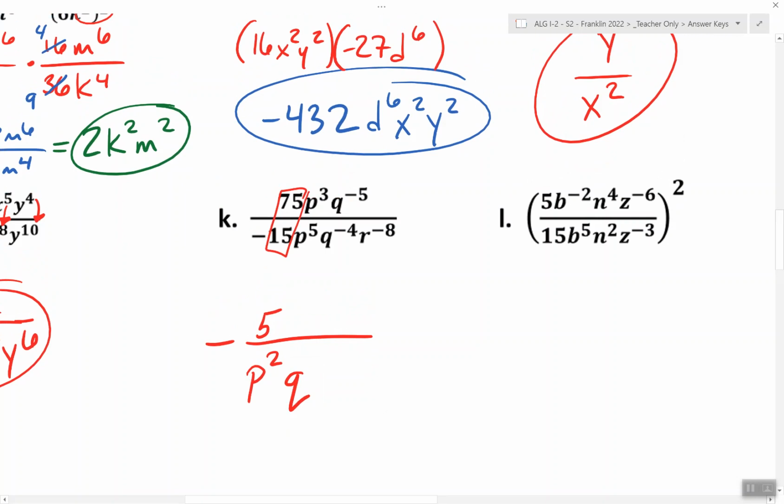Now let's look at r. We've got r to the negative 8 in the denominator and no r's on top. So this negative 8 tells us that it needs to go up top right here. So we're going to have 5r to the 8th on the top here. So there's the answer, negative 5r to the 8th over p squared q.